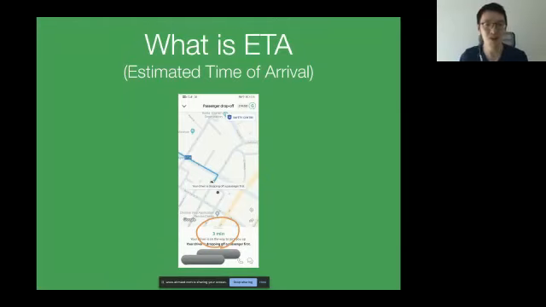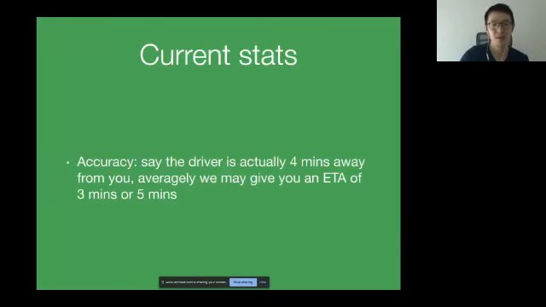So in today's talk, I want to introduce to the forum here how we calculate the ETA for this screen from our backend. And I will also want to share what's the current status of our ETA calculation. So let's say a driver is actually 4 minutes away from you. Averagely, we can give our customer an ETA of 3 minutes or 5 minutes. So it's quite clear that we cannot predict a very accurate ETA. We are still not able to give you 4 minutes, but we are not that far away from the accurate number.